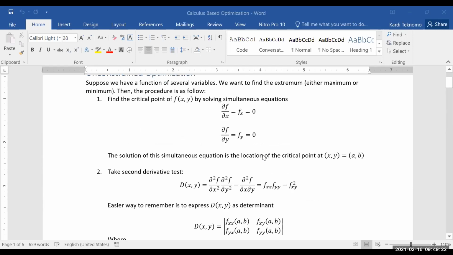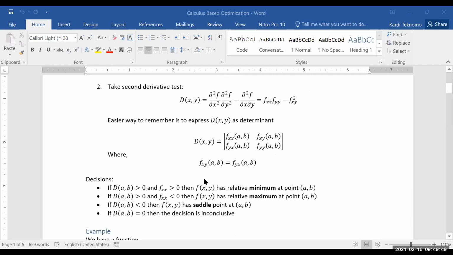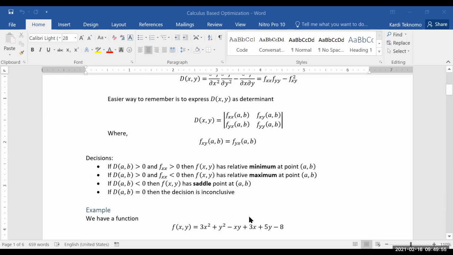And then you take the second derivative. Because you have many variables, you need to put this second derivative into a matrix, and then you calculate the determinant. Once you calculate the determinant, based on the determinant value, you will know whether it is maximum, minimum, or saddle point. If the determinant is 0, then you cannot decide whether it is maximum, minimum, or saddle point.